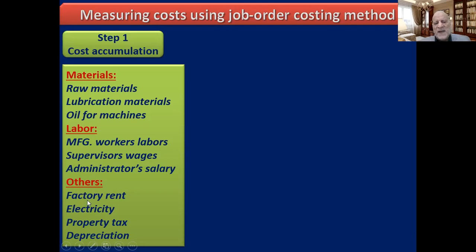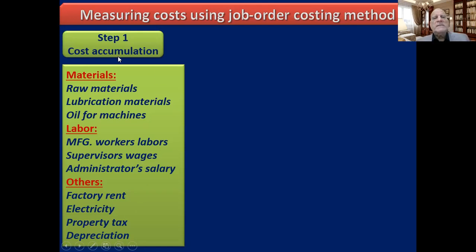For example, factory rent. Factory rent is not paid to obtain materials. And also, it is not paid to someone who works inside our factory. So this is others: factory rent, electricity, lighting, air conditioning, property tax, depreciation, transportation, and so on.